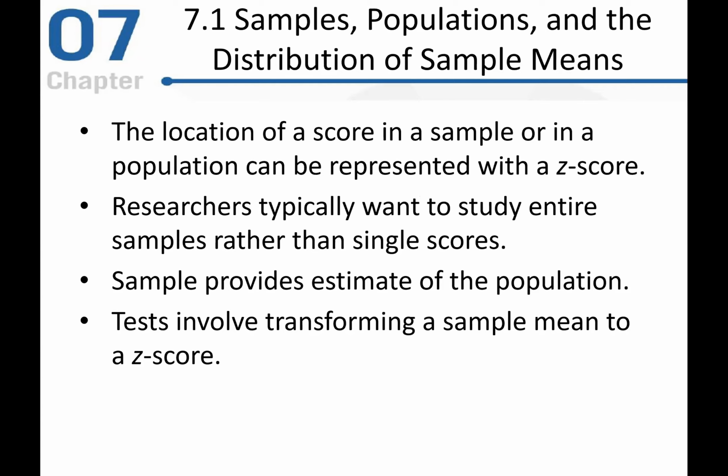All right, so samples, populations, and the distribution of sample means. The location of a raw score in a sample or in a population can be represented with a z-score. And researchers typically want to study entire samples rather than single scores. Samples are going to help provide us with an estimate of the population, what we've been calling inferential statistics. So tests involve transforming a sample mean into a z-score.